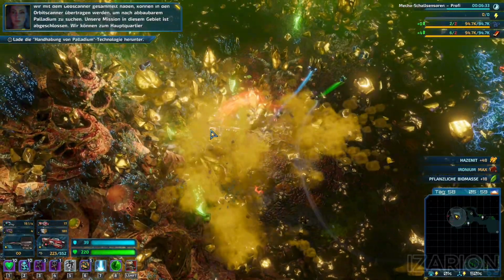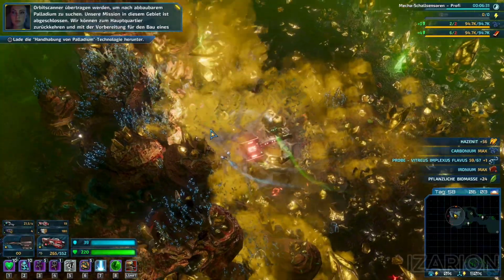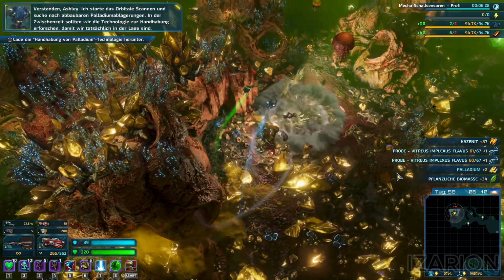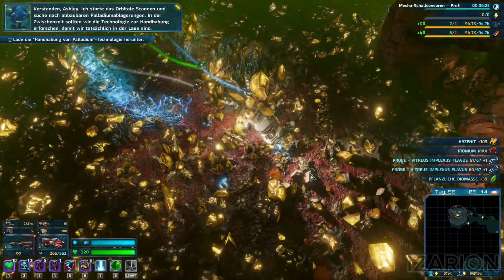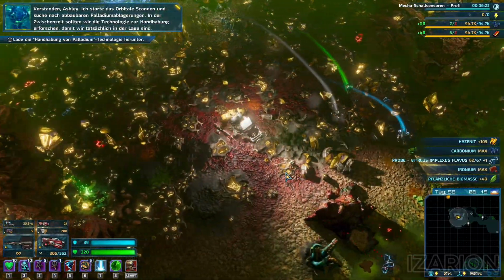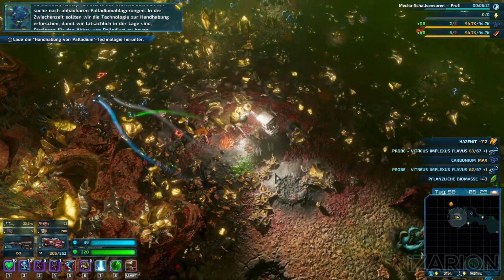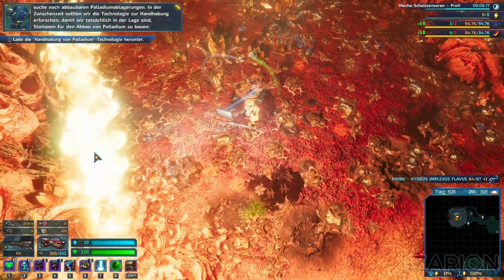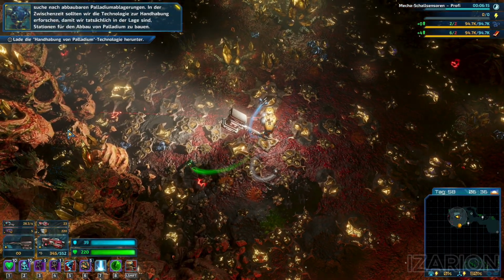Our mission here is complete. We can return to headquarters to start preparing to build a palladium mining outpost. Understood, Ashley. I'm starting the orbital scanning procedure and searching for mineable palladium deposits. In the meantime, we should research palladium handling technology to be able to actually construct palladium mining stations.